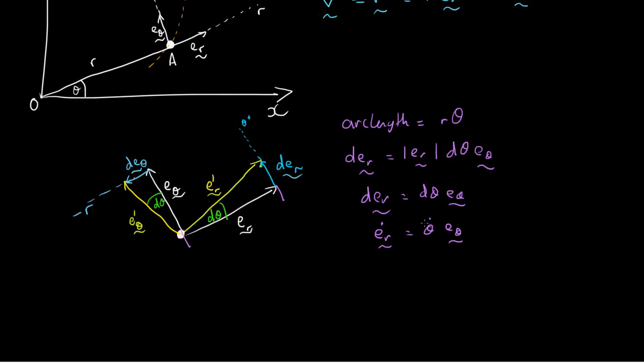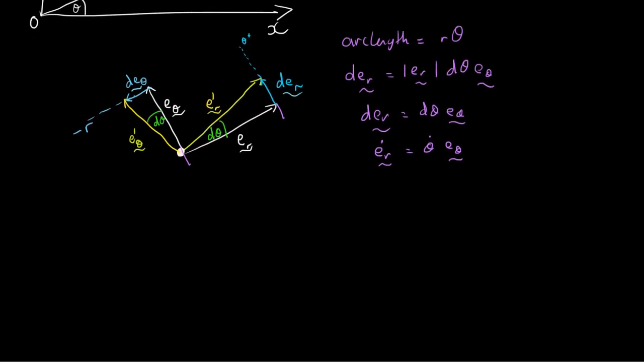What is theta dot? Well, theta dot is the rate of change of our angle, or in other words, our angular velocity. Okay, so we have an expression for the rate of change of our unit vector in the radial direction, but what about our other unit vector?